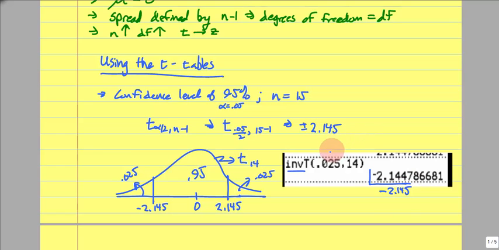Now that's not always going to be true. Now the area to the left is my first value here in the command, and the second value is my degrees of freedom, DF. Now again, if you don't have this on your calculator, I'll show you how to program it into your calculator in a separate video. So this is how I use my t-tables.